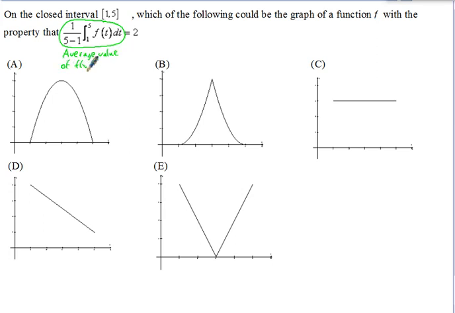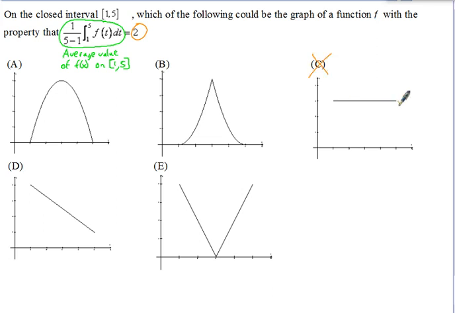of f of x on the interval from 1 to 5. That's what that is. So just come right from it. And it's telling you that average value is 2. So let's look at our choices. Well, there's no way this average value is 2. You can see the average value of this one is 3, it just stays at 3 the whole time.